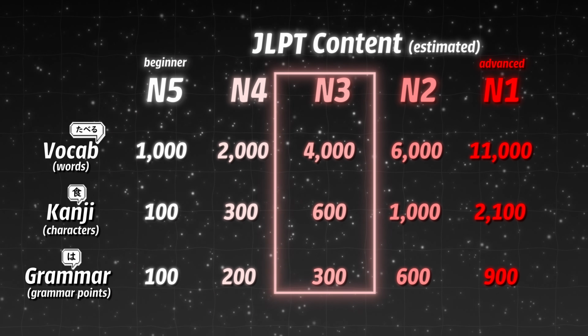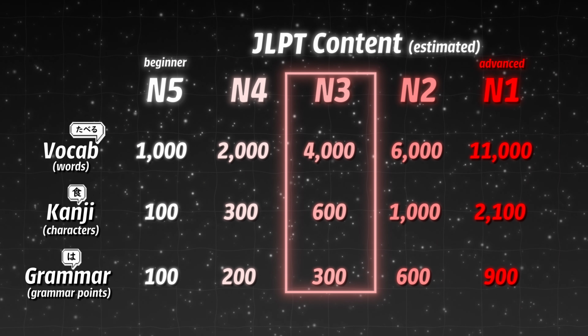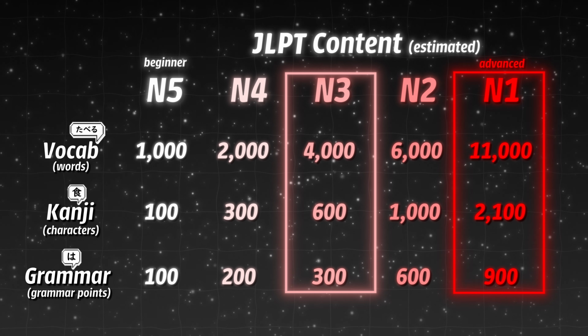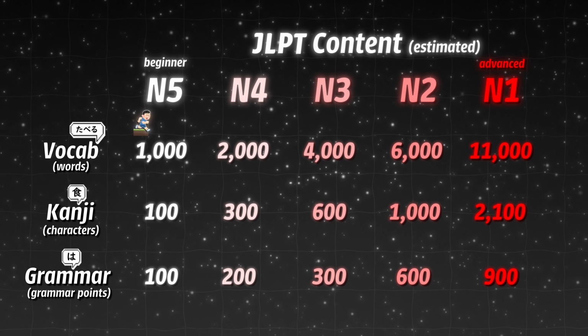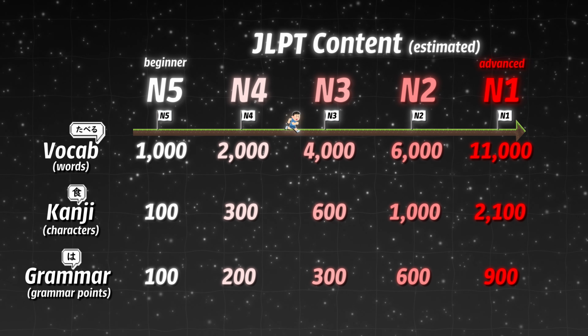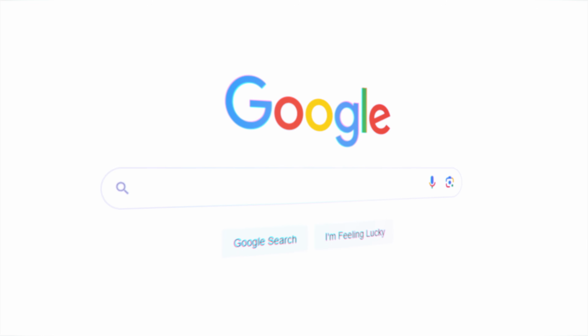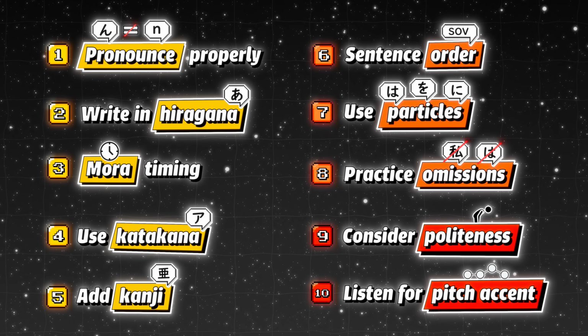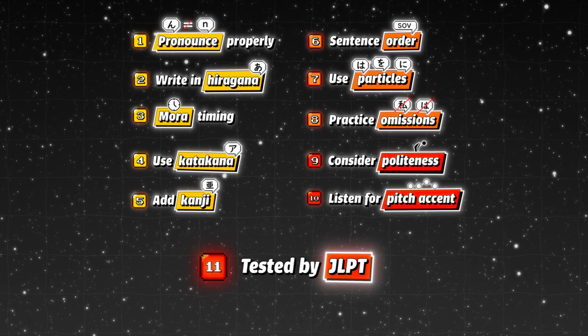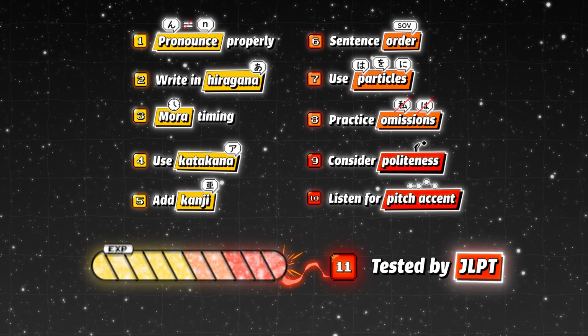That's why even at N3, where you'll only know about a third of the content as N1, you can still be functionally conversational. And even if you don't plan on taking the tests, using the JLPT levels can be a great guideline for your studying. If you're just starting out, look for N5 level content. Then when you're done that, look for N4 level content, and so on. Now you know the fundamentals of the Japanese language and how it's officially tested. Congratulations!